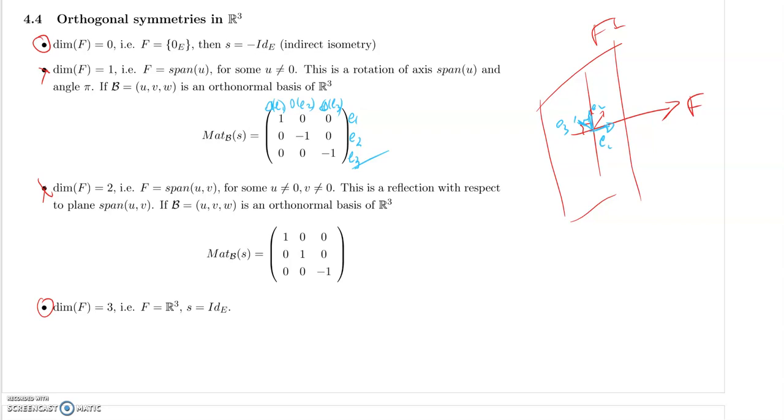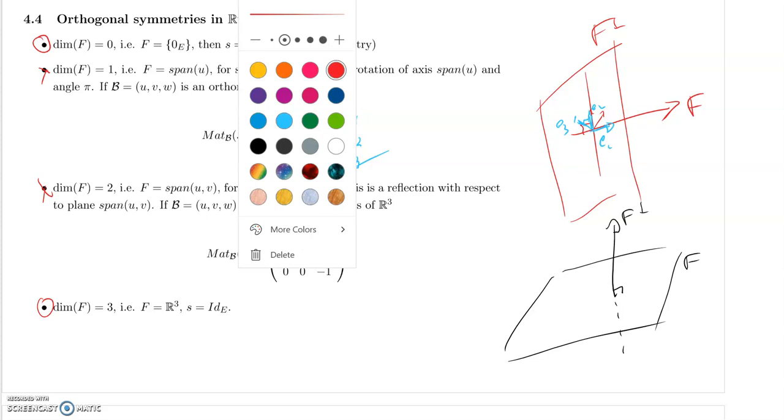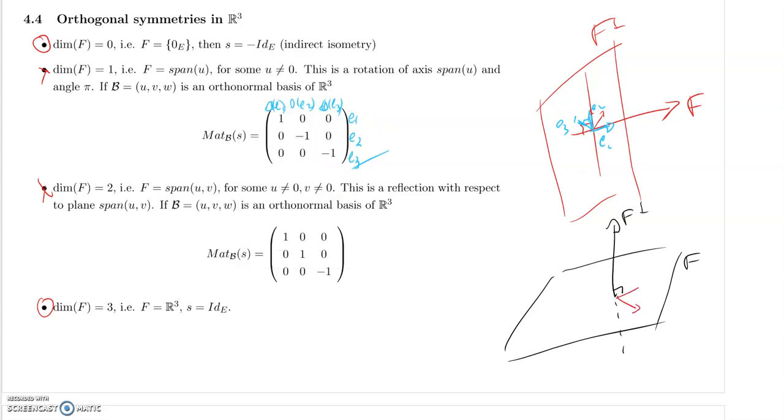And absolutely similarly, the third case where F has dimension 2 and F orthogonal has then dimension 1. Again, you make the right choice of basis. So you take an orthonormal basis in F, E1, E2, and you take one vector in F orthogonal, and of course you get this kind of representation.